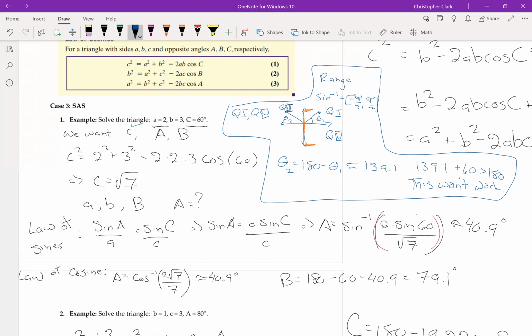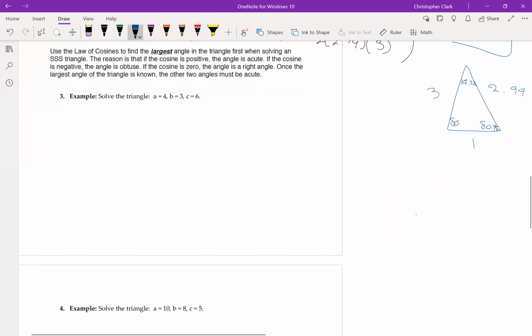All right, so let's swing on down here. So for this, we have A is 4, B is 3, and C is 6. Now here, use the law of cosines to find the largest angle in the triangle. So can we know off the top of our heads what is the largest angle?